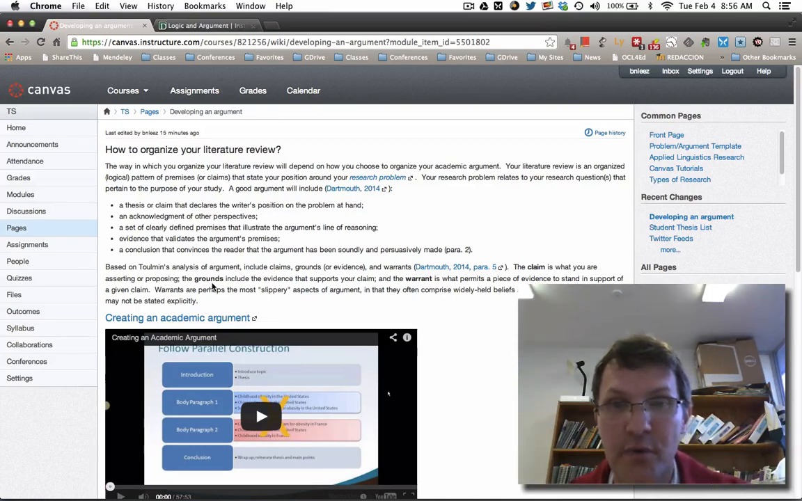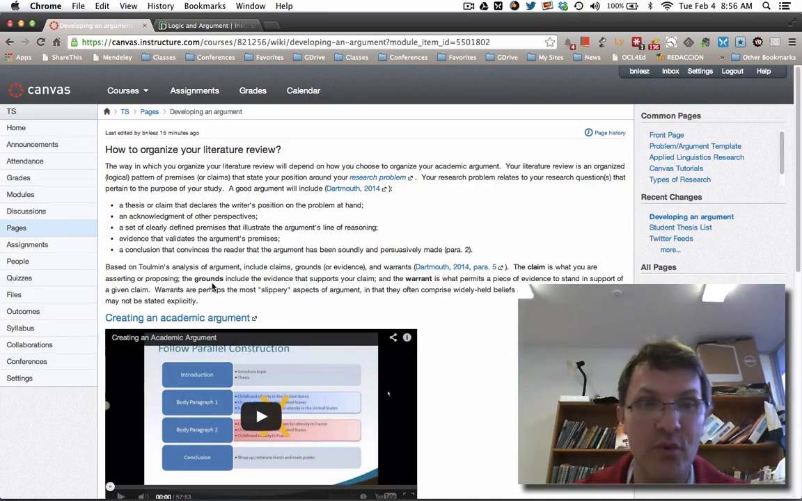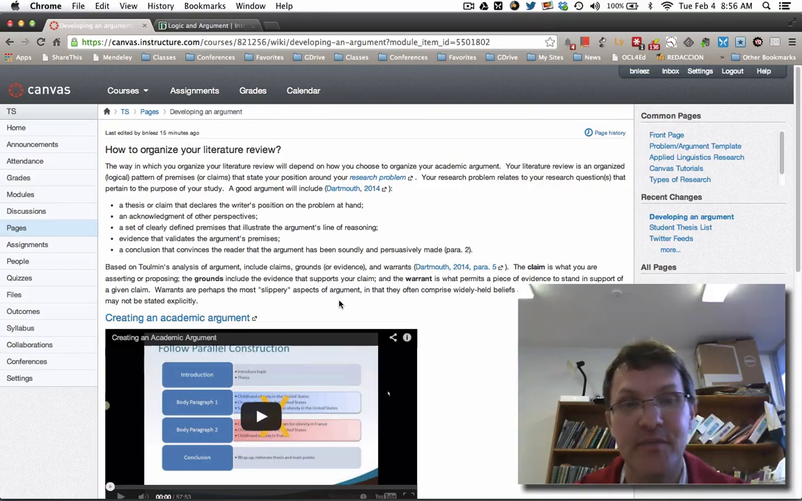So the warrant is what permits a piece of evidence to stand in support of a given claim. Warrants are perhaps the most slippery aspects of an argument. In some cases, it can be very difficult, but we'll be working with you throughout this semester in making sure that you have good warrants.